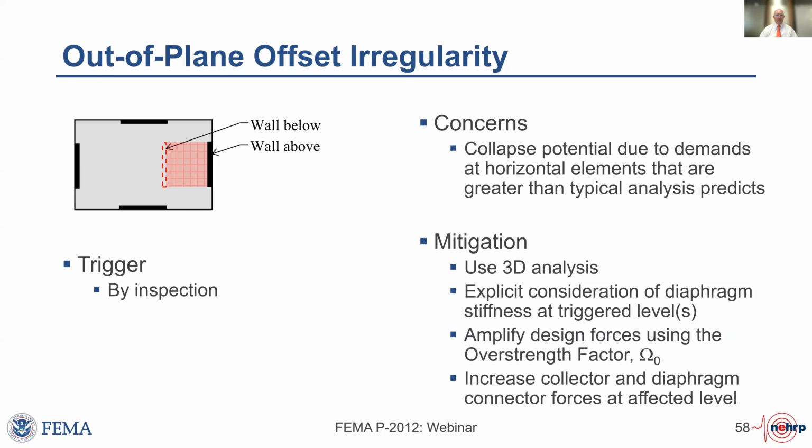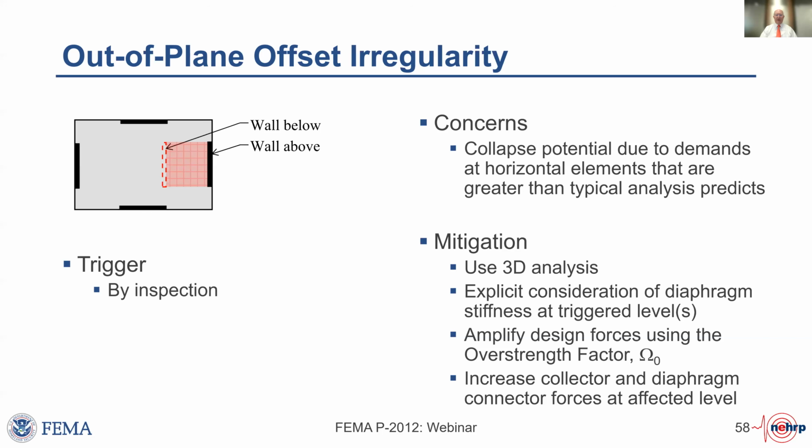This is something that you know it when you see it, so you have to look at your system. When you know that you have a system where the vertical elements from a story above do not align with the vertical elements in the story below, you have this irregularity. The concern is that we could get a greater collapse potential because of demands in the diaphragm. How do we fix it? Well, first we need to understand the problem well, so we have to use three-dimensional analysis. We need to think about the stiffness of the diaphragm explicitly.